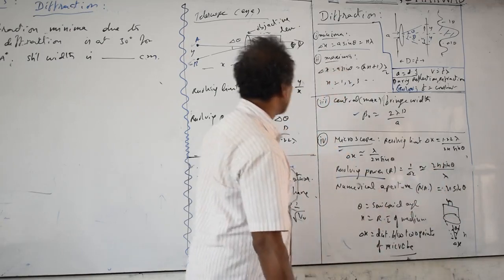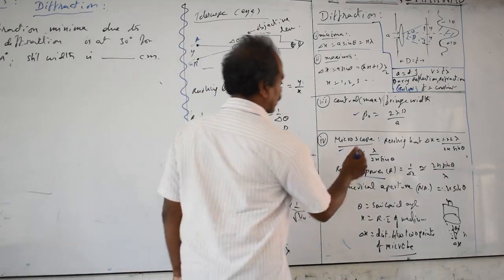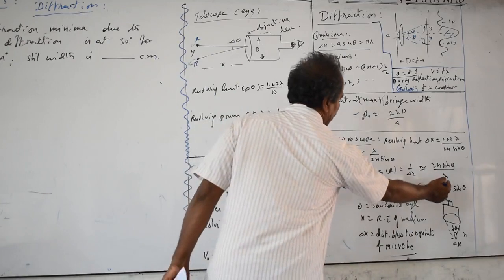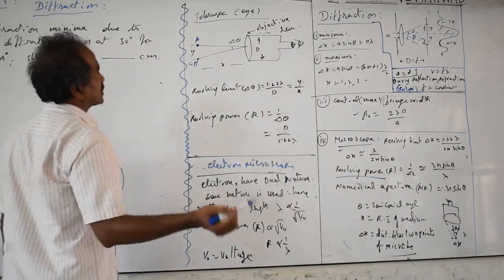These are the two points. How can you increase the resolving power? That means decrease the resolving limit. That can be done by decreasing wavelength. Okay, other points just go through the theory. I am going to submit later.